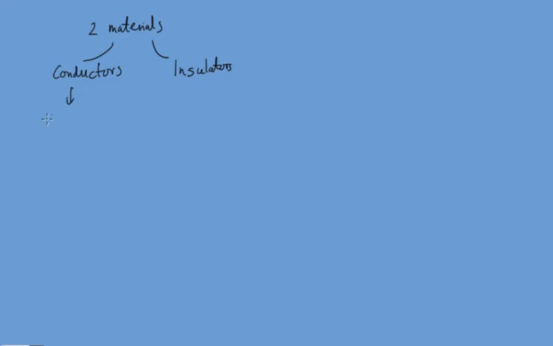Conductors conduct heat and electricity. And insulators don't conduct heat or electricity. Now it's interesting that things that don't conduct heat also don't conduct electricity, and likewise things that do conduct heat also conduct electricity. There must be some underlying mechanism which is the same in both types of conduction.